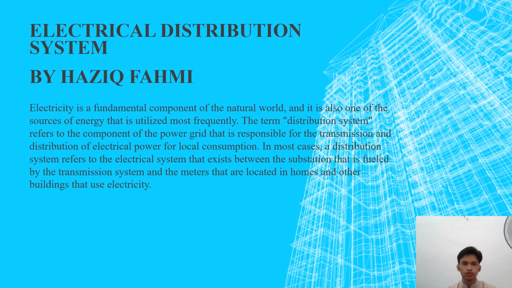My name is Haji. For me, I will explain about the electrical distribution system. Electricity is a fundamental component of the natural world, and it is also one of the sources of energy that is utilized most frequently. The term distribution system refers to the component of the power grid that is responsible for the transmission and distribution of electrical power for local consumption. In many cases, the distribution system refers to the electrical system that exists between the substation that is fed by the transmission system and the meters that are located in homes and other buildings that use electricity.